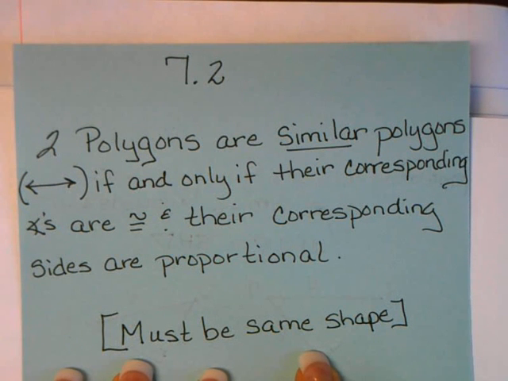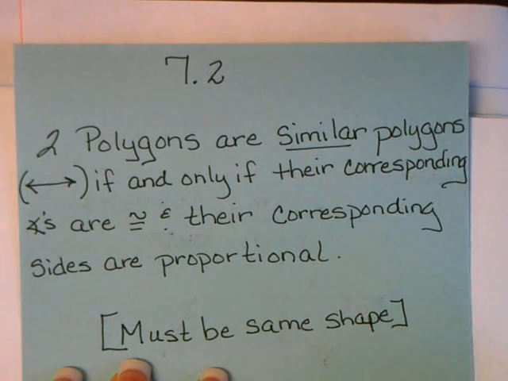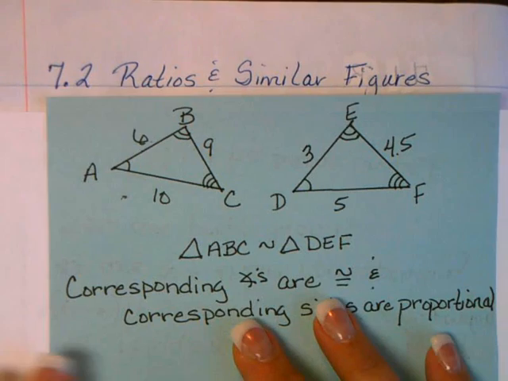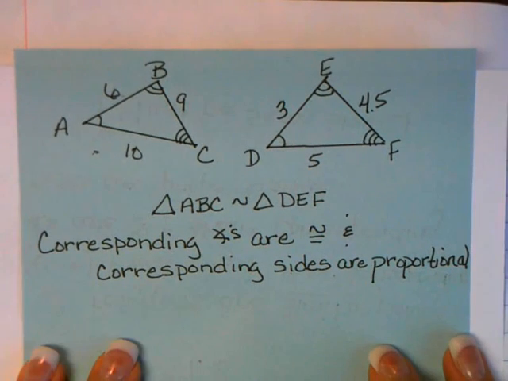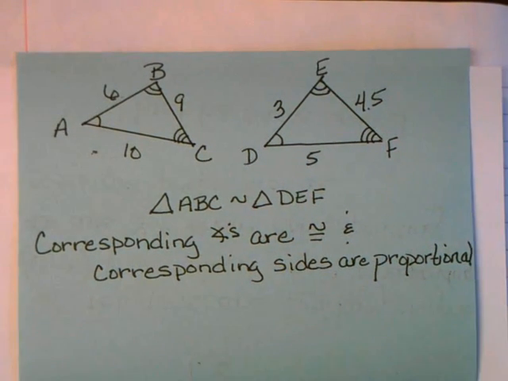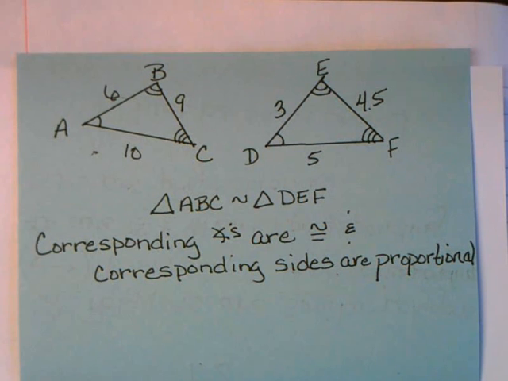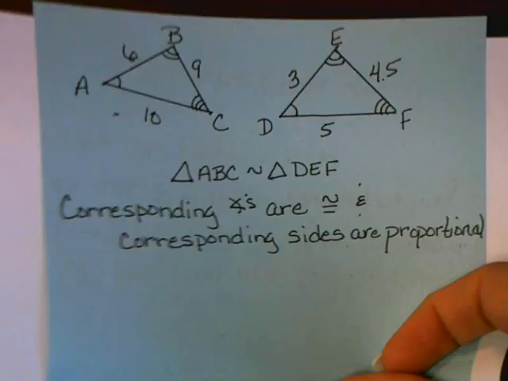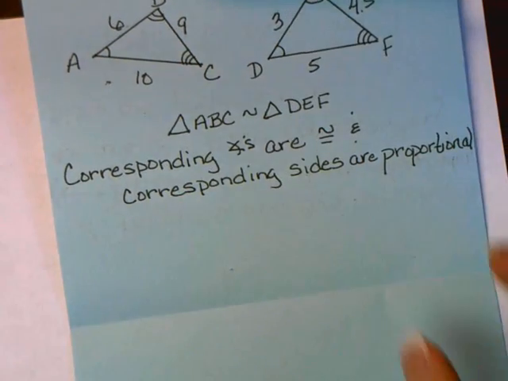This last little thing is just a reminder that you must compare apples to apples. You have to have the same shapes in order to see if they are similar polygons. You can't compare a square and a triangle, obviously. All right. Now, for the inside, I have one example I want you to go ahead and write down. So pause the video again and write this one down and come back to me and we'll work it out together. All right, here we go.